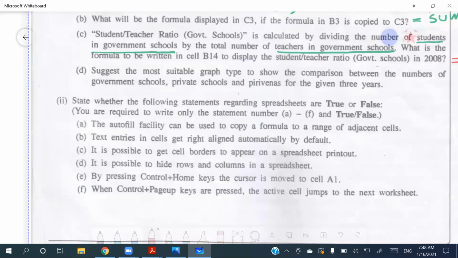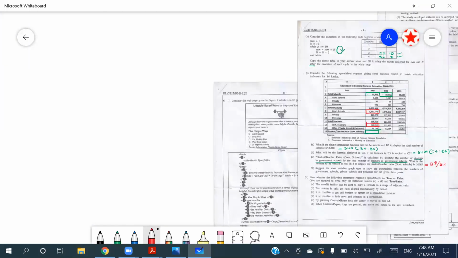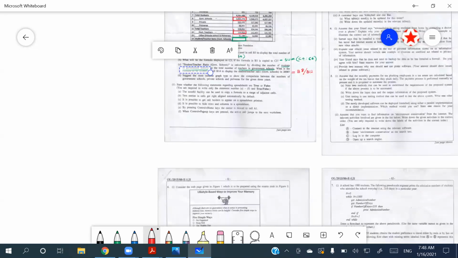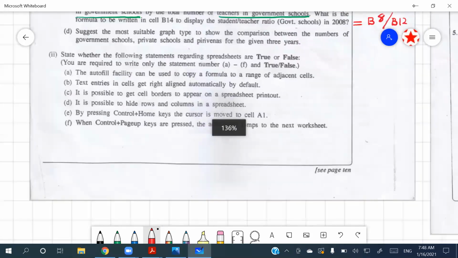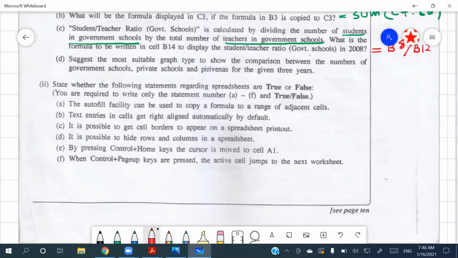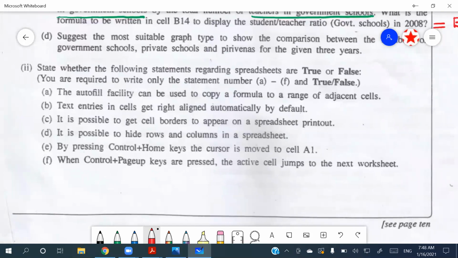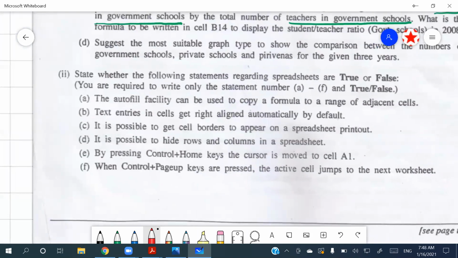It says, state whether the following statements regarding spreadsheets are true or false. You are required to write only the statement letter, A to F, and true or false. So I'm going to mark it right over here. A says the autofill facility can be used to copy a formula to a range of adjacent cells. Which is true.